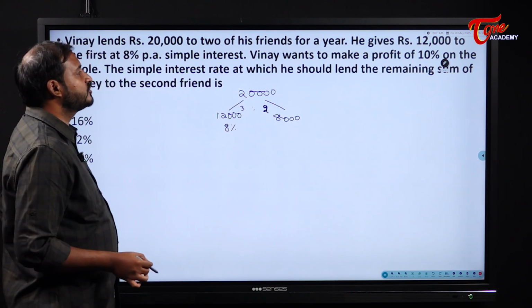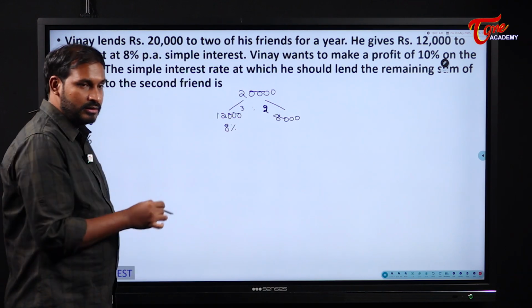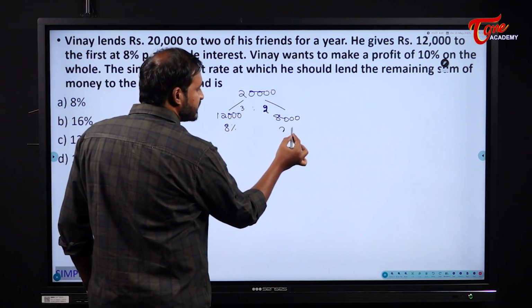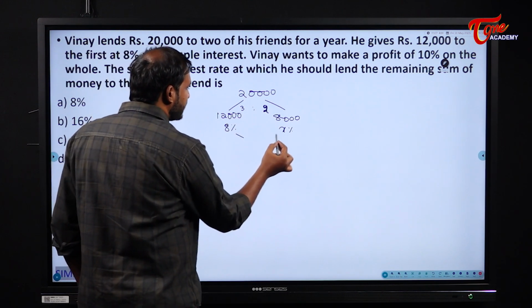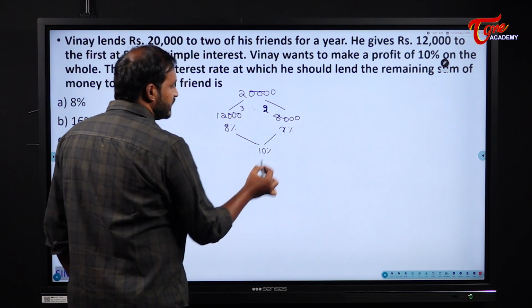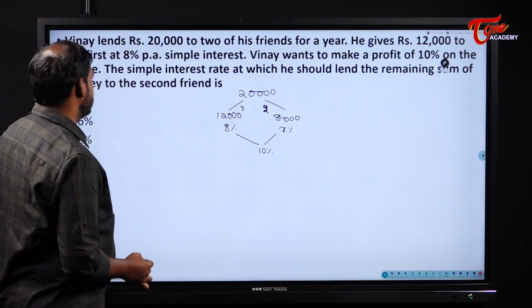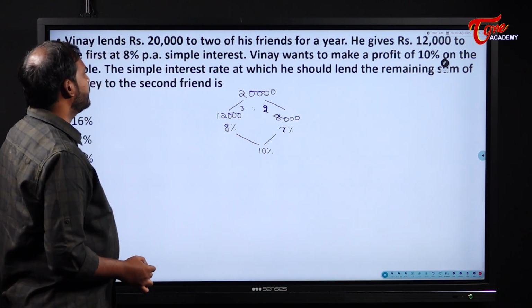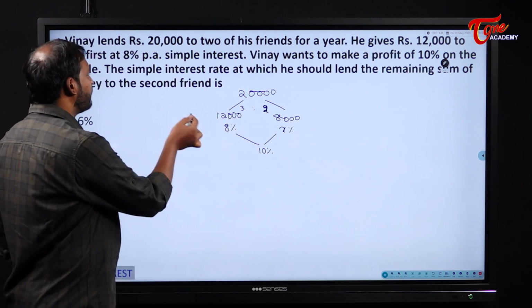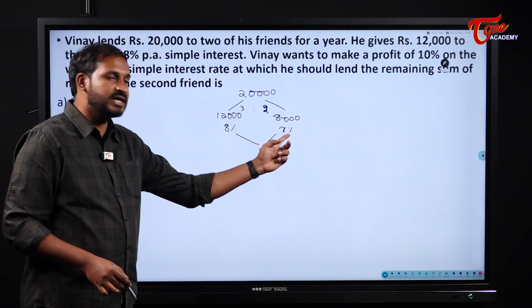And next, Vinay wants to make a profit of 10% on the whole. That means we don't know what rate of interest he gives here, but he is expecting 10% on the whole. Find the simple interest rate at which he should lend the remaining sum of money to the second friend. That means they are asking us about this second friend.